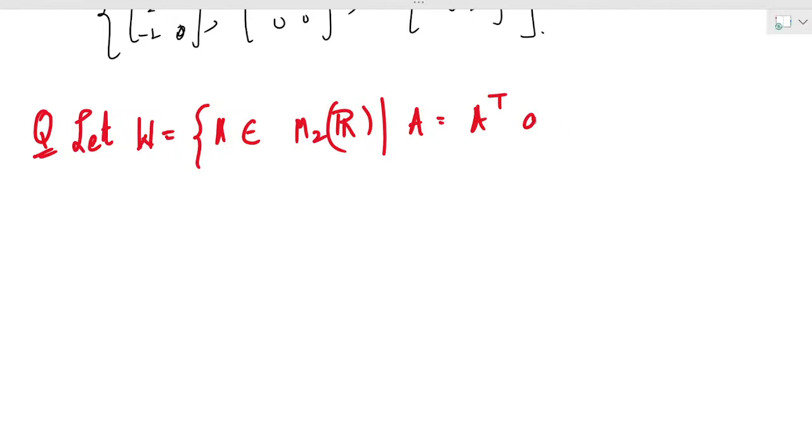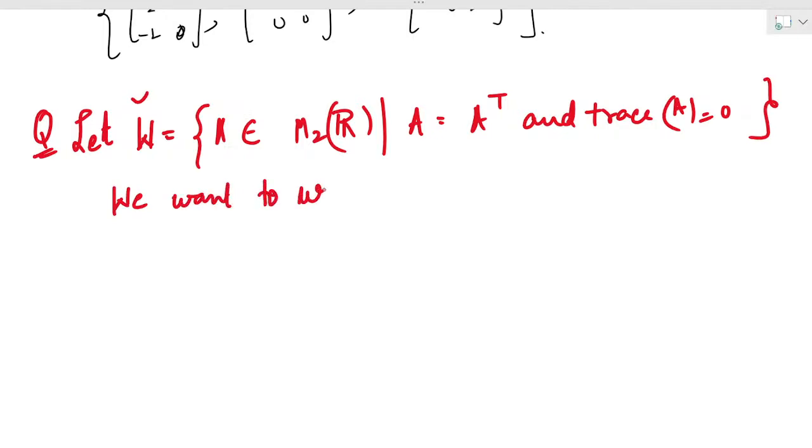Now let us move to the next question. The question says: let W be a subset of M2R such that A is equal to A transpose, and trace of A is equal to 0. We want to write the basis set for W.